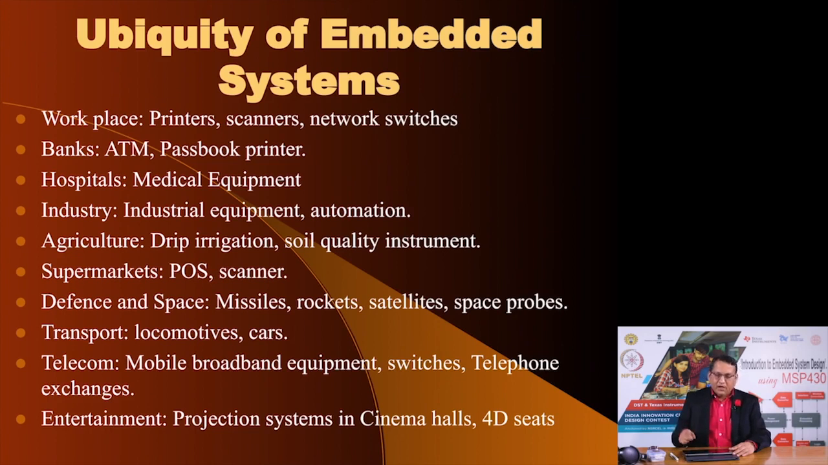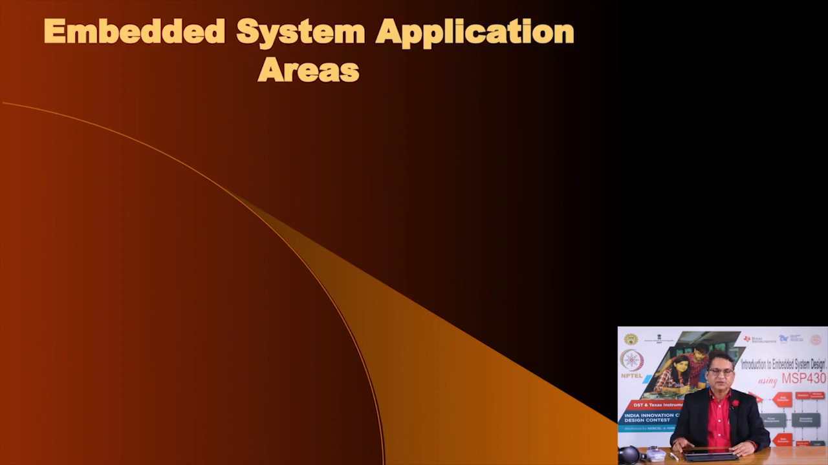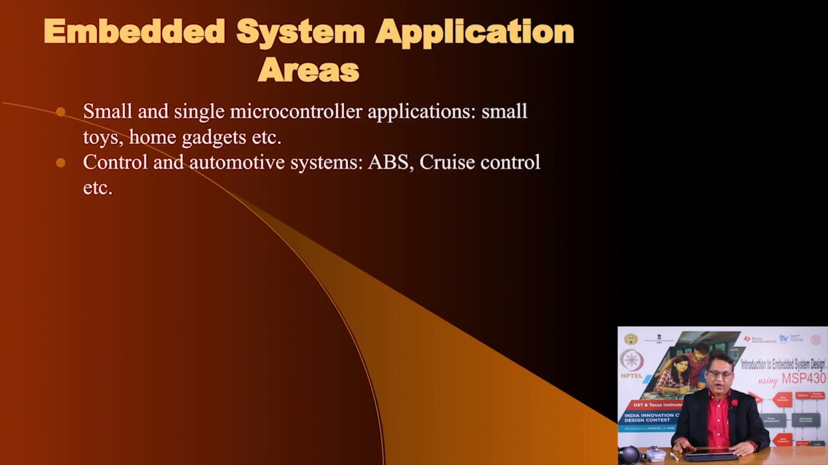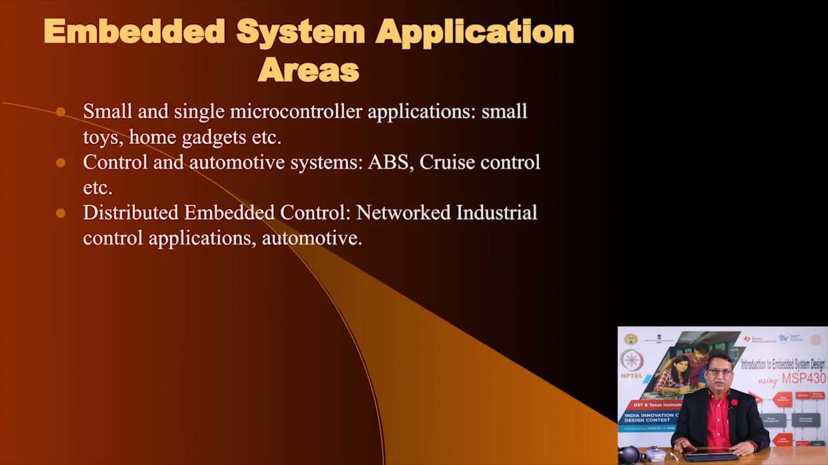From an application area point of view, I have created a certain list. These embedded system applications have several classifications, and one of them would be small and single microcontroller use, where in an application you use a simple small microcontroller. In fact, the microcontroller that we are going to illustrate in this course would qualify in that category, and with such a small microcontroller you can probably design small toys or gadgets at home. Then we have control and automotive systems such as ABS, that is anti-lock braking system, and cruise control system in a car. For distributed and embedded control, another classification of embedded systems, you would have networked industrial equipment and automotive applications. Then you have the networking classification, where all the network switches would fall.